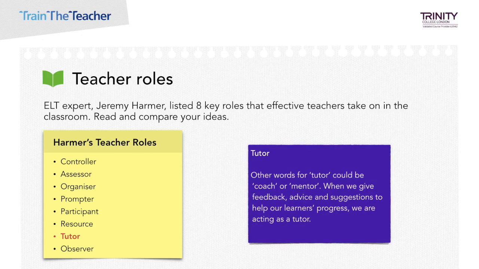A teacher is often a tutor. We tutor students individually. Other words for tutor could be coach or mentor. When we give feedback, advice, and suggestions to help our learners progress, we are acting as tutors.